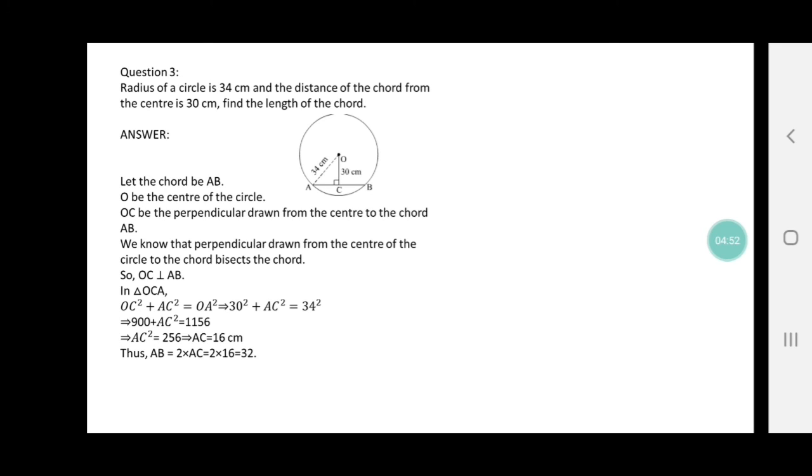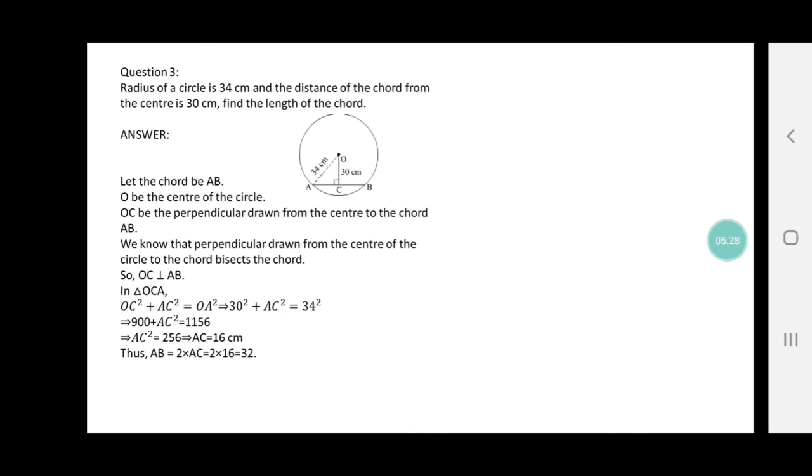So by Pythagoras theorem, first we have to find out AC. So the length of AC is to be calculated as AC square will be equal to AO square minus OC square. AO square is 34 square minus 30 square. So 34 square is 1156, right? And 30 square will be 900. So 1156 minus 900 will give us AC square. So AC square is equal to 256, right?